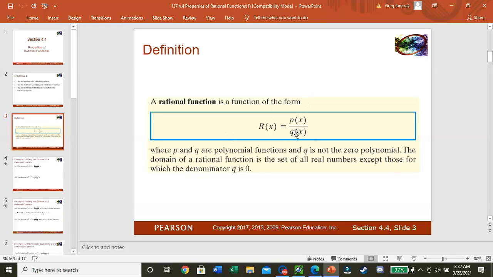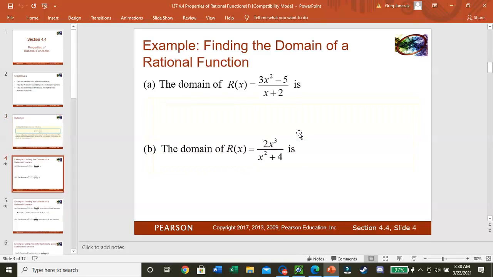Why? Well, what happens when we get 0 in the denominator? It's undefined, right? Good. Okay. Find the domain. So basically, we said before that for a polynomial the domain is all real numbers. Well, here we have x in the denominator, right? So we know it's not all real numbers, because x is in the denominator.